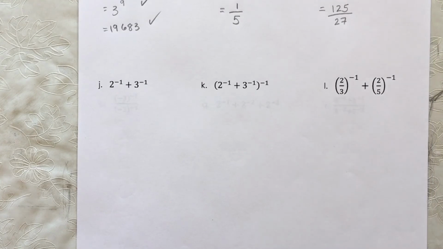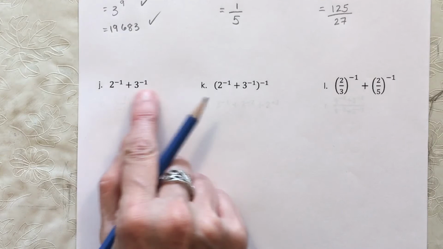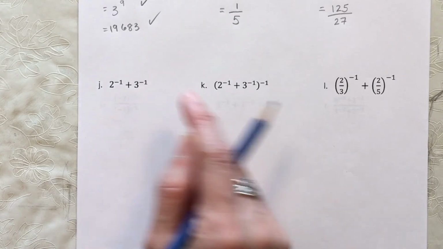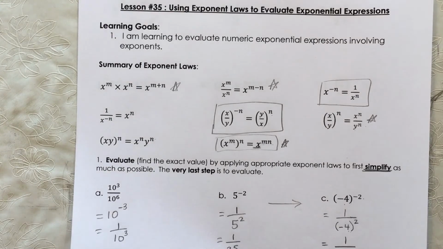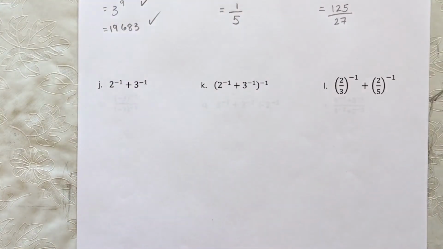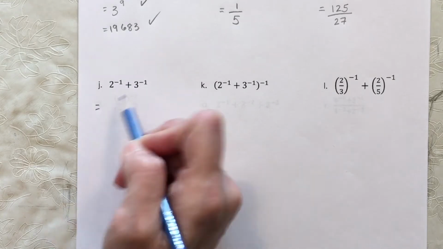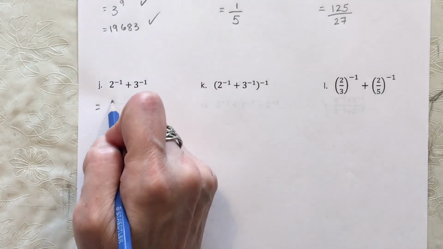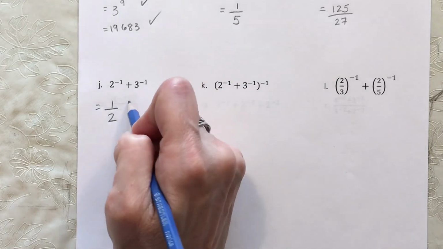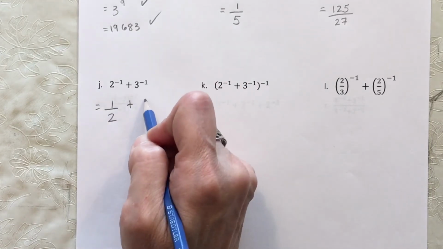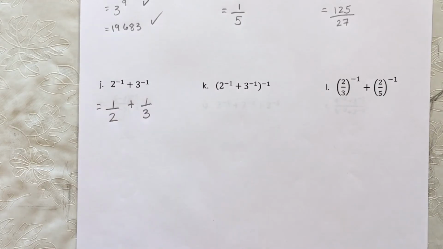2 to the negative 1 plus 3 to the negative 1. So even if these were both 2's, there's no rule for adding powers with the same base, okay? So I would have to treat them separately anyways, but I have a negative exponent in each case, so I could rewrite 2 to the negative 1 as 1 over 2 to the positive 1, which is a half, plus 3 to the negative 1 I can rewrite as 1 over 3 to the positive 1. And now it just becomes an adding fractions question.